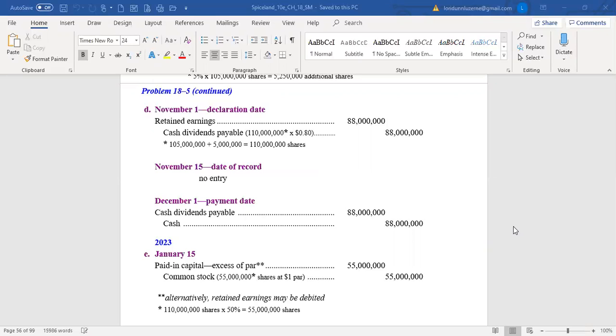The next question is, what's the value of this dividend? You determine the value either on the market value or the par value. Since this dividend's percentage is more than 20 to 25%, it's considered a large stock dividend. Large stock dividends use par value to determine the value to record in the journal entry. I would debit retained earnings here because this is a dividend, but you also have the option of debiting paid-in capital in excess of par and crediting common stock, $55 million.